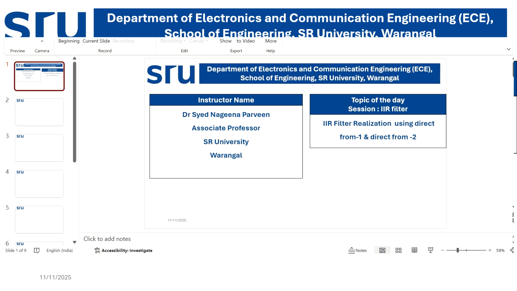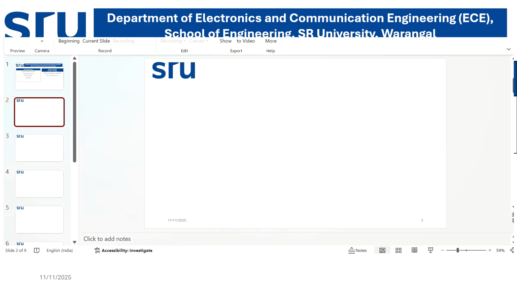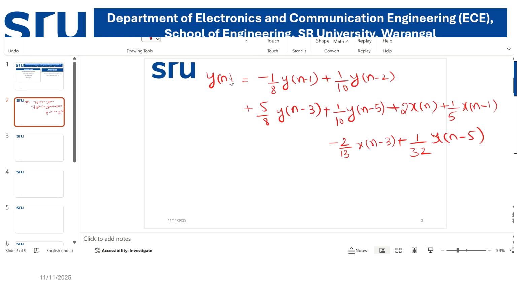Realize the given difference equation. For this given difference equation, we have to realize the circuit using direct form 1 as well as direct form 2 structures. So these two structures have to be realized in order to realize our given difference equation in the circuit formation.